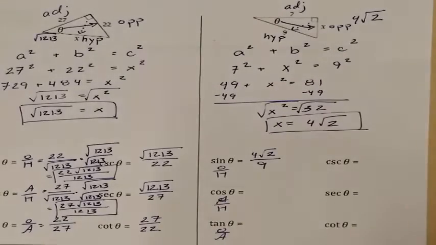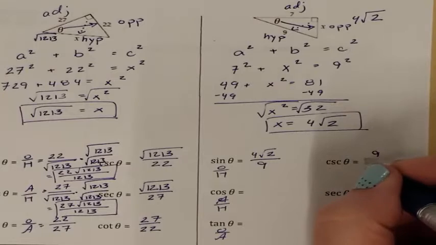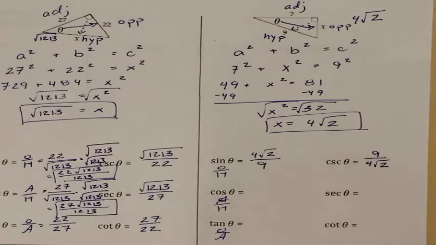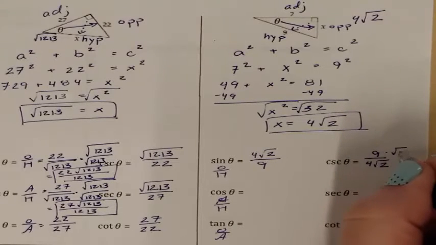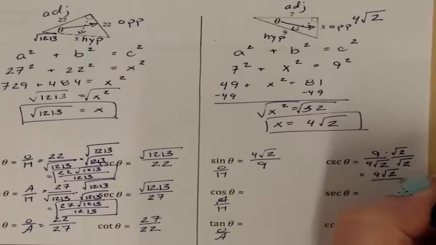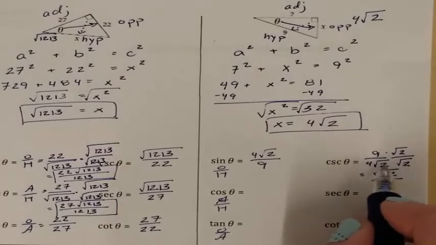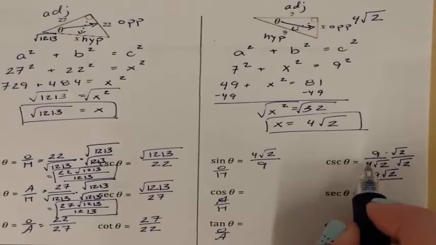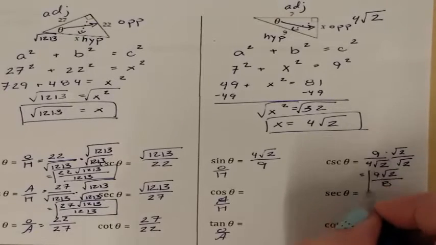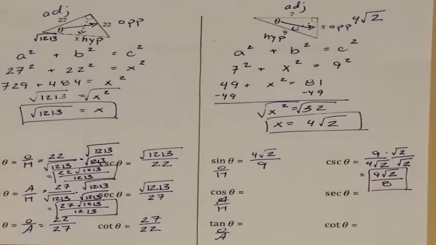That doesn't need to be rationalized, but I observe that when I come over here and do the cosecant of it, now it needs rationalizing. The square root of 2 is what needs to go away. So I'm going to multiply both the numerator and the denominator by the square root of 2. So I have 9 square root of 2 all over, square root of 2 times square root of 2 is 2. So 2 times 4 is 8. So 9 square root of 2 all over 8.